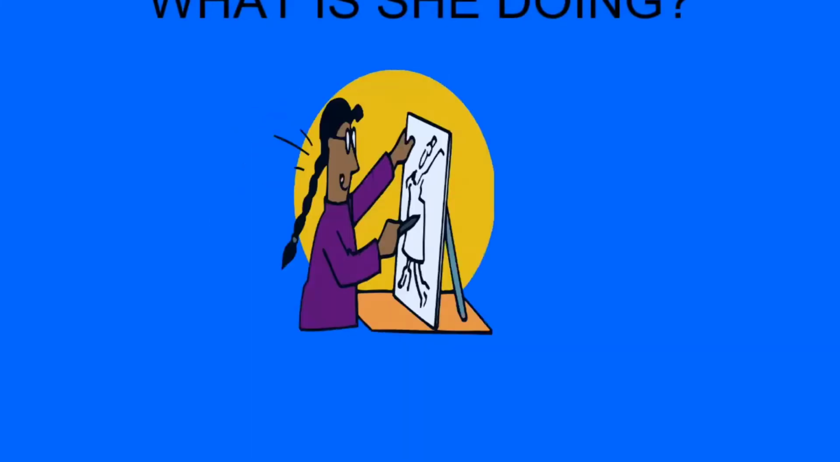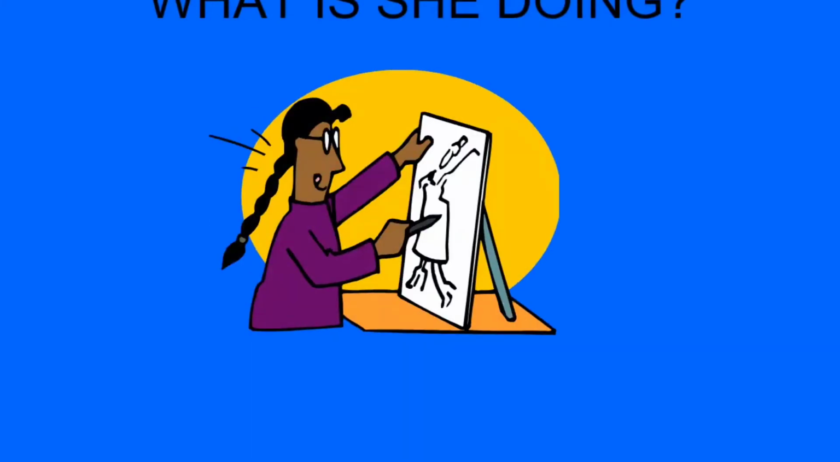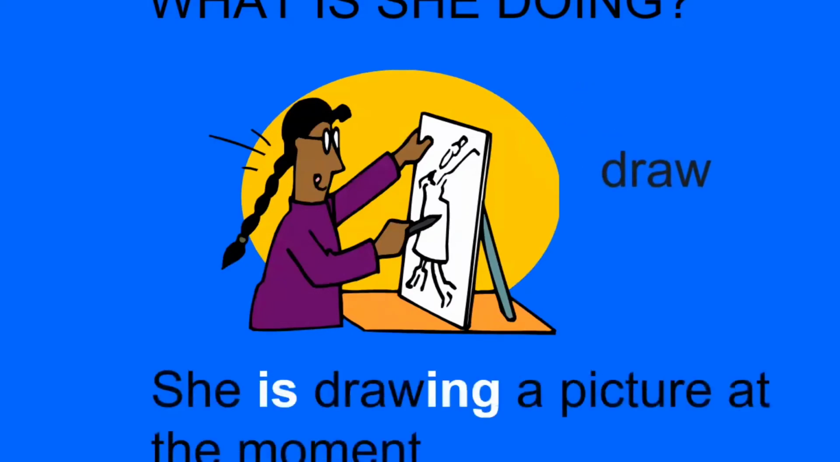Now, what is she doing? She is drawing. She is drawing a picture at the moment. So ing and is, it's showing the present continuous tense. This action is taking place right now. That is why we are going to use present continuous tense, because it is a process as well.